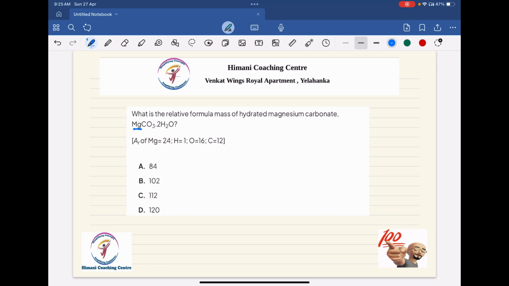So how many Mg are there? 1. So 24. How many carbon? That is also 1. So 12. How many oxygen? 3. The mass of oxygen given is 16. So 16 times 3. Then plus, now this is H2O which is attached to it. So plus 2 times, the mass of hydrogen as 2 into 1 and the mass of oxygen as 16.